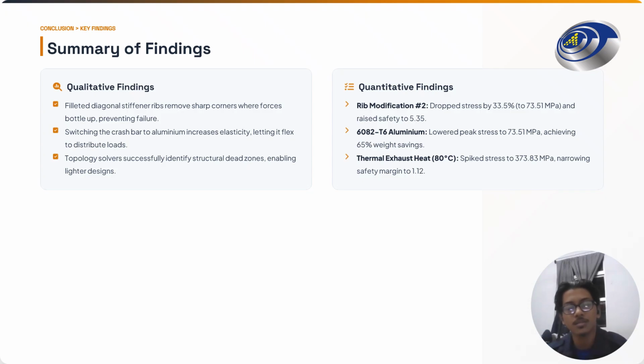And the third one is thermal expansion heat. The stress spiked to 373.83 megapascals, and because of that, the factor of safety dropped to 1.12, which is okay because it is still above 1, but in my opinion, it's not good enough.